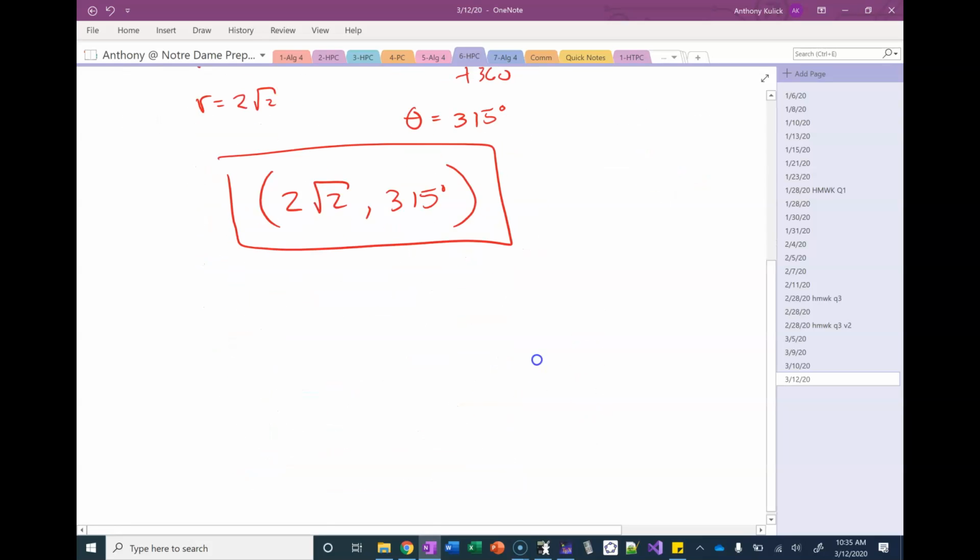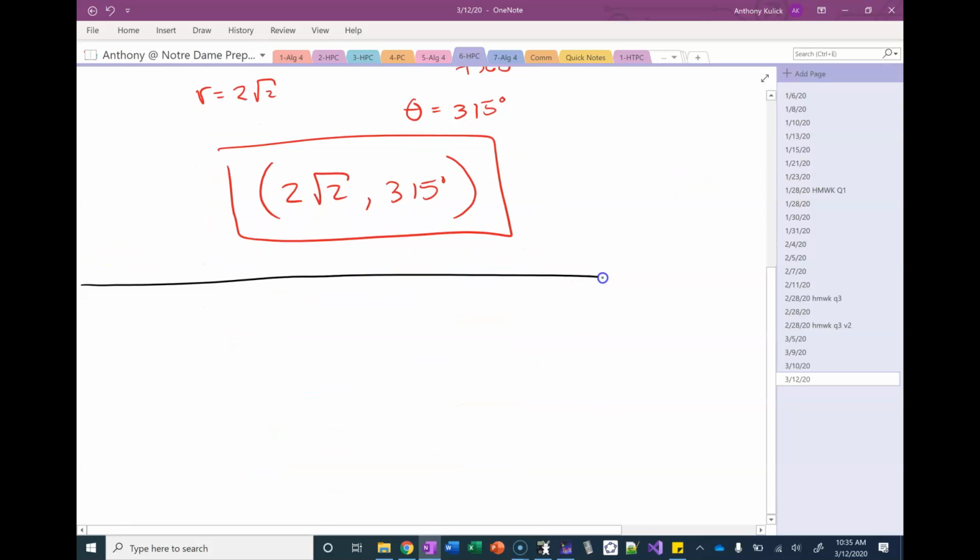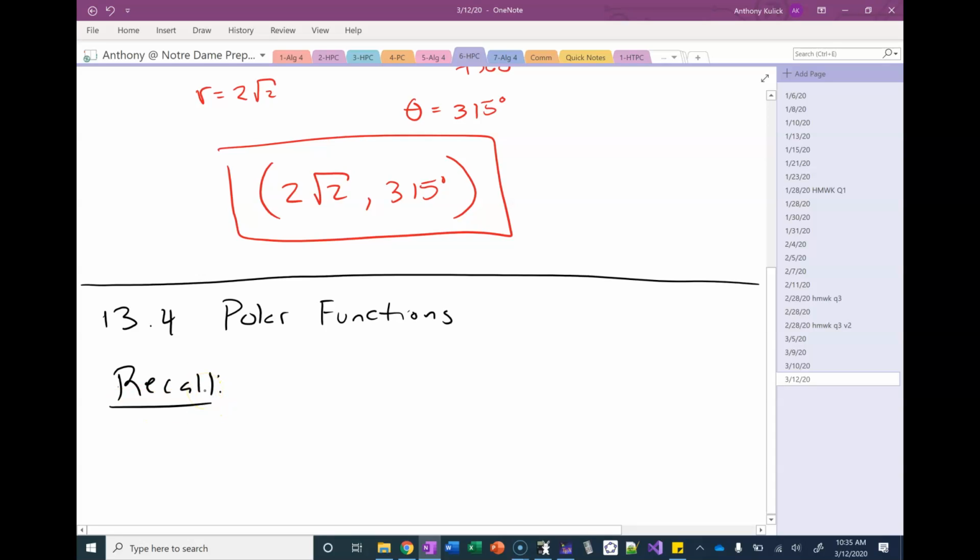Okay. So we'll start today talking about 13.4. This is all about polar functions. Before we start this, though, I want you to recall the last definition that we gave yesterday, because we're still going to be using this definition today. Can you stop talking, please?